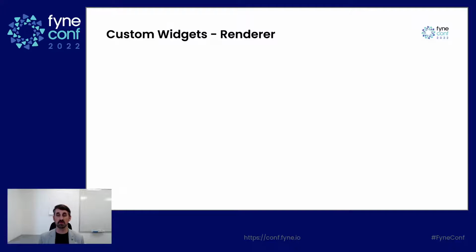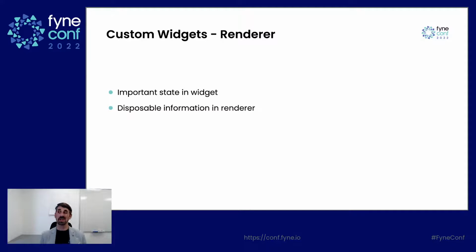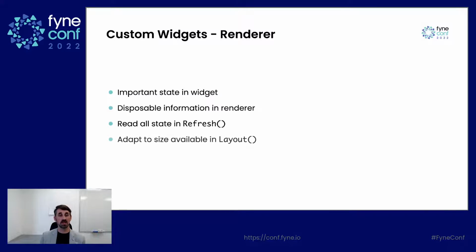Now that takes us to the renderer of a widget. We have, as I mentioned before, stored the main state in the widget, so we don't need to do that here, but we can store disposable information, caching information, something that helps the renderer indicate that it can be optimized based on some state that isn't the user state, but is relevant to how it's drawn on screen. We need to make sure in a renderer's refresh that we take any state that can be modified from the widget and apply it to our render state. And during layout, we need to be sure to adapt to the size that has been made available.